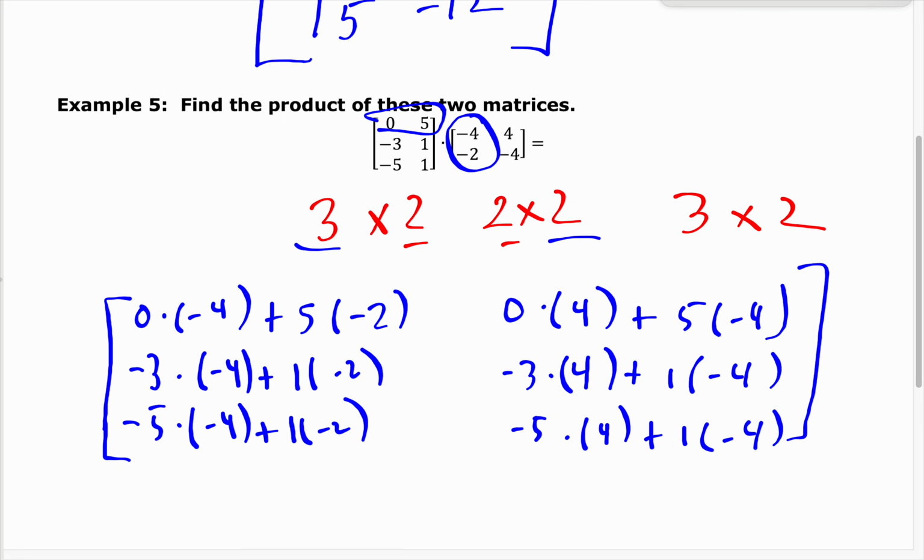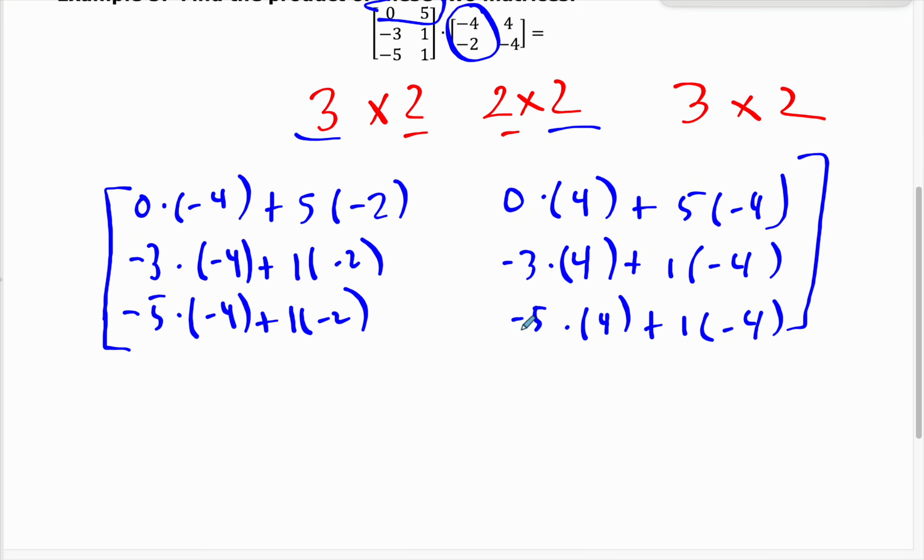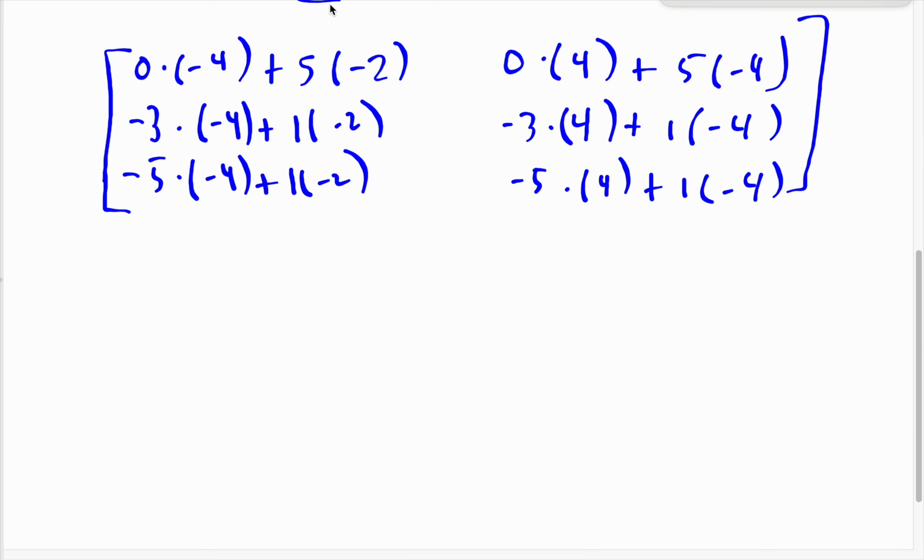All right, so notice something as we look through here. Over here, the first row, 0 and 5. We're going to see a 0, 5, 0, 5. Second row, -3, 1, -3, 1. Third row, -5, 1, -5, 1. That's always going to happen.